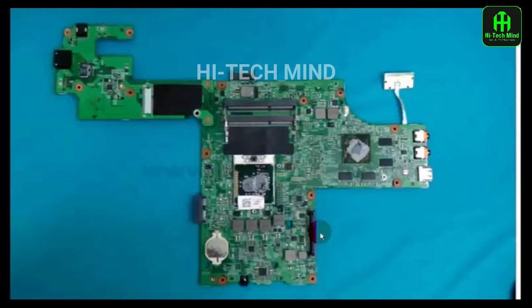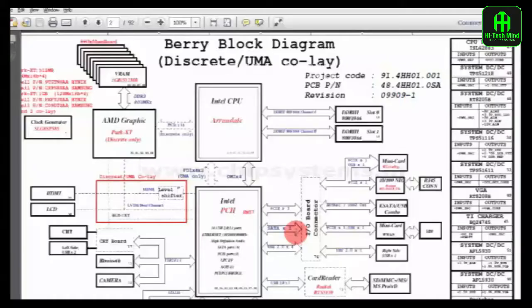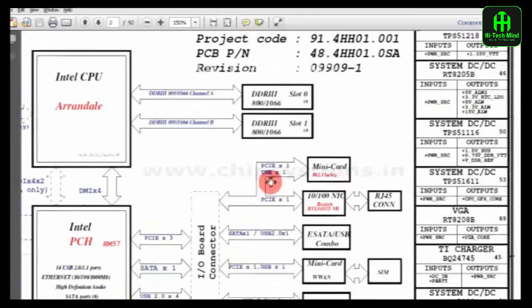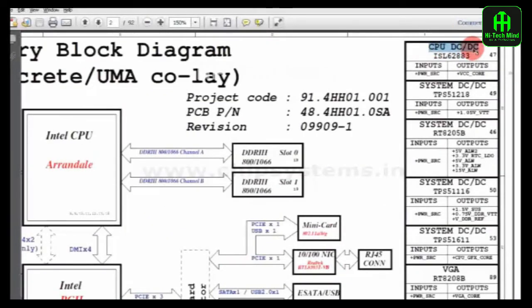In this session, I will explain how the CPU power supply regulator section works in a Dell Inspiron laptop motherboard. This is the Dell Inspiron N5010 laptop motherboard architecture. Let us see about the CPU power regulator. See here, CPU DC-DC. That means the CPU voltage regulator IC ISL62883. ISL means Intersil Company, at page number 47.